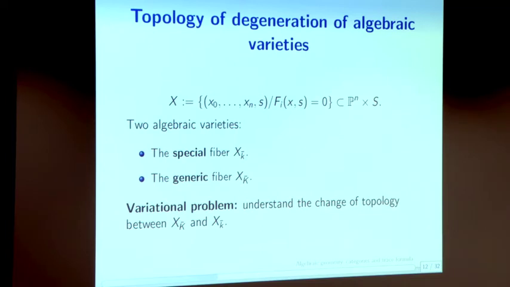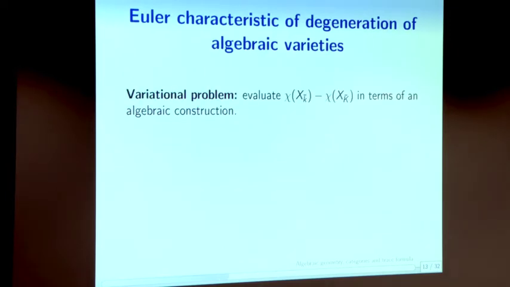Now, the variational version of the problem I was mentioning before is that you want to understand how the topology changes when you go from the generic fiber to the special fiber. So on the first slides, I was explaining how to compute the Euler characteristic of such a thing. Now I want a formula that gives you the change of the Euler characteristic. So this variational problem is to evaluate the difference of the two Euler characteristics in terms of algebra again. So that's going to be a blue thing, and I want a red thing.